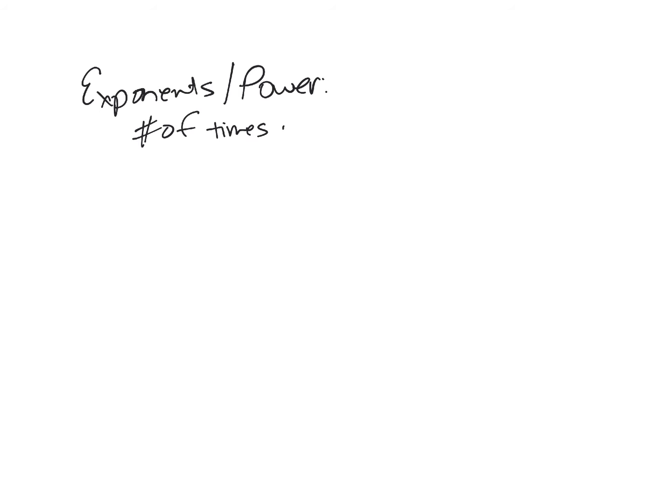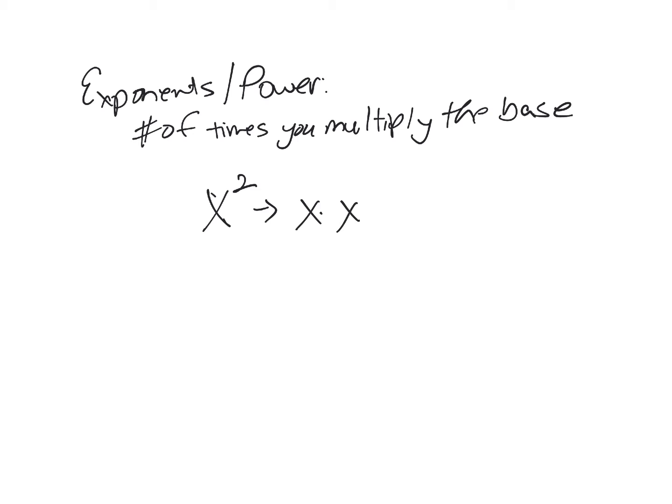So remember, exponents, or we can call it a power, is the number of times you multiply the base. So it's important to understand what is the base. If I have x to the power of 2, this means the same thing as x times x. Or if I have 4 to the power of 3, that is 4 times 4 times 4, which is 64. So understanding what is your base to your power is super important.